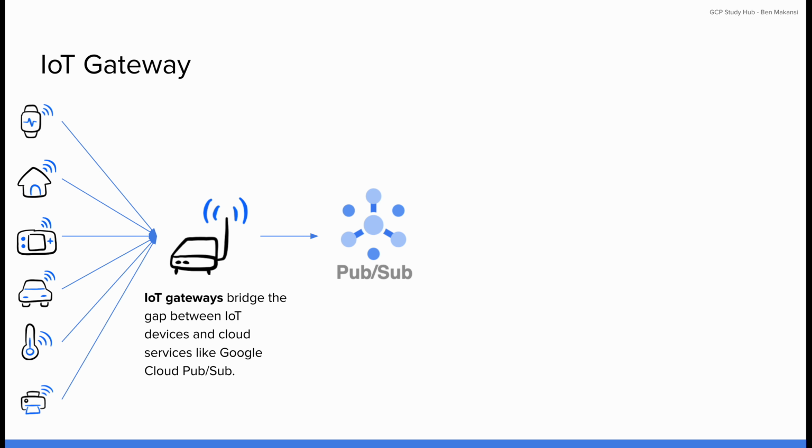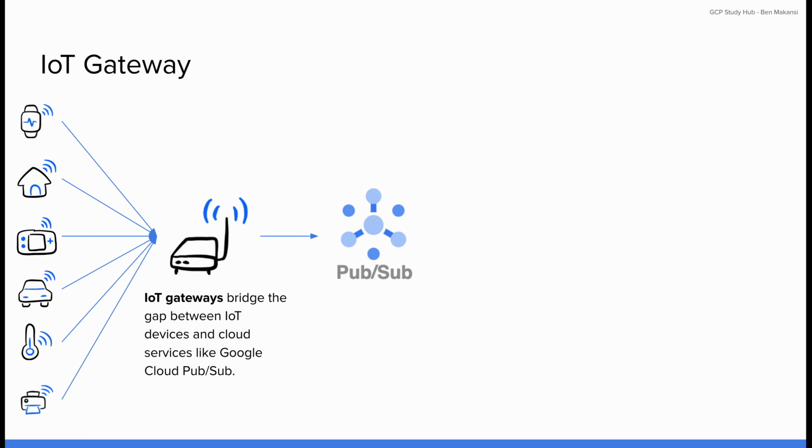The IoT gateway serves as a bridge between all your devices and cloud services like PubSub. It plays a critical role in collecting the data from all these devices and ensuring that it's processed and routed to the right destination. The gateway connects to PubSub. PubSub is the messaging backbone that buffers and distributes the data to other services like Dataflow, which we saw in the last slide, or BigQuery and cloud storage.